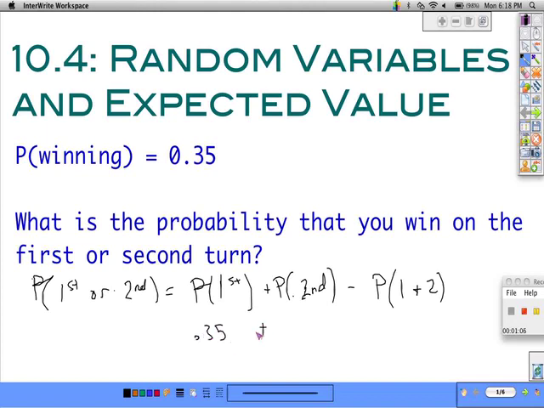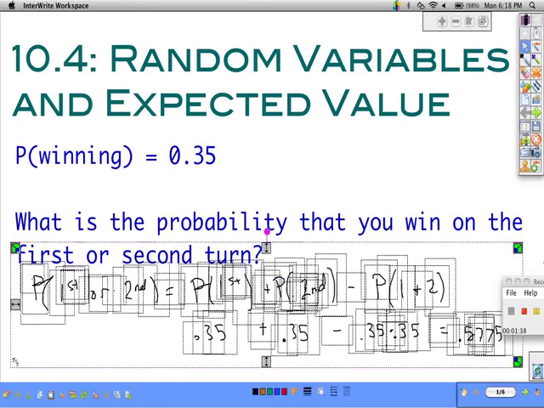If we play again, the probability of winning is still 0.35. And then we have to subtract off 0.35 times 0.35. This is equal to 0.5775. So roughly 58% of the time we'll win on the first or the second turn. That's one way to approach this problem.